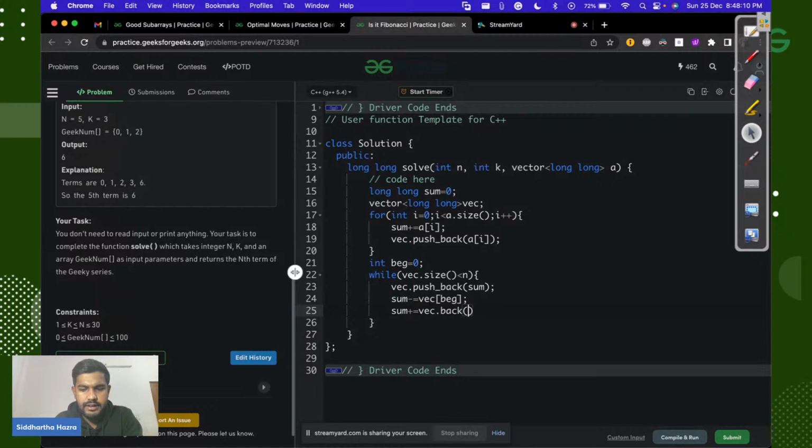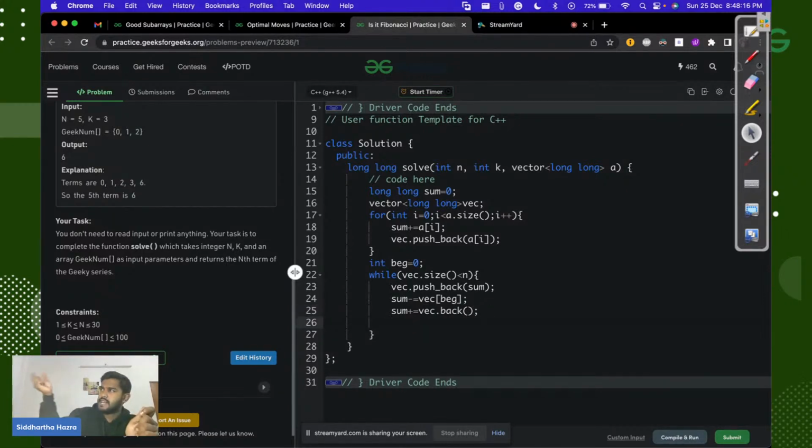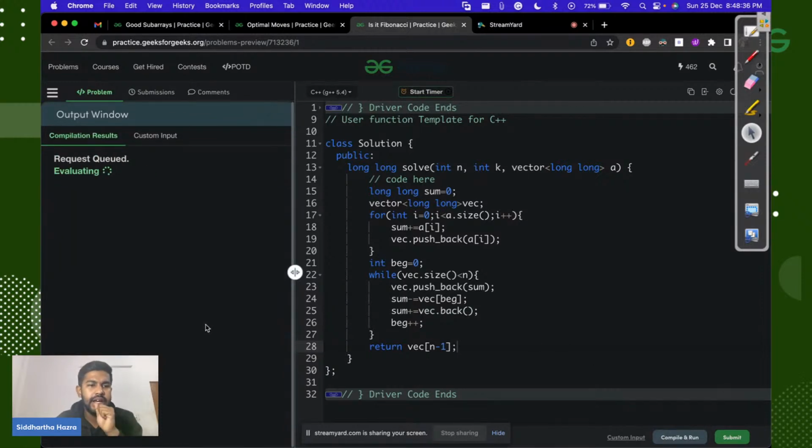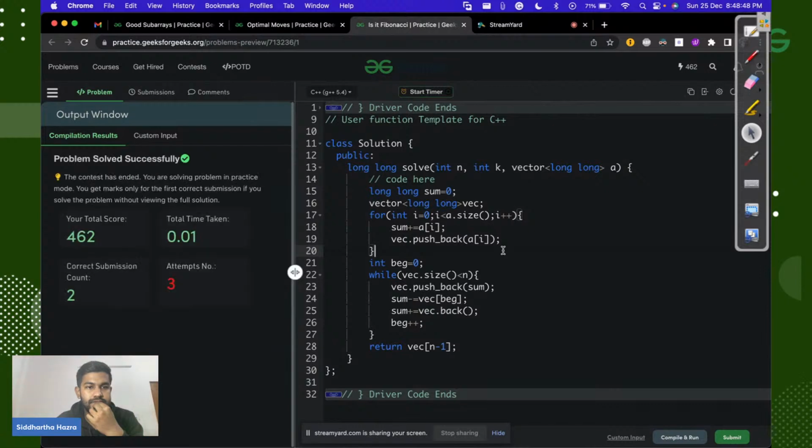vec dot back. Like we can have a pointer separately, but vec dot back gives us the last element and we can do it. And then next time we need to remove the second element, so we need to increment this value also, and then simply we would return the value of vec of n minus 1, and this should solve the purpose. Let me just see how many errors we are having. Fortunately, we are not having any errors. Let me try to submit it. Fair enough. I was able to do it.